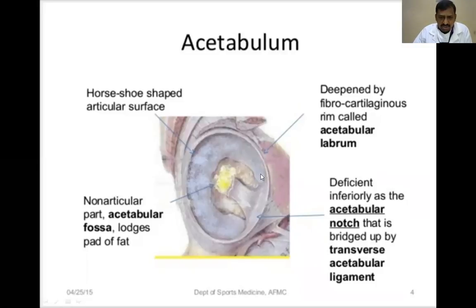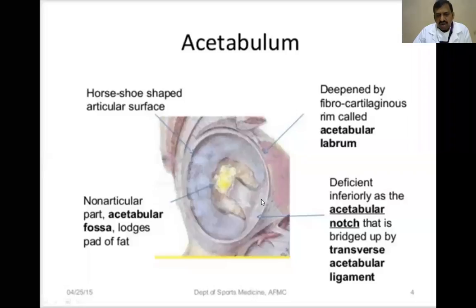And this part is called the acetabular notch. This acetabular notch is bridged by a fibrous structure, that is nothing but the transverse acetabular ligament. Attached to this, there is another ligament, the ligament of the head of the femur, or ligamentum teres femoris. It is attached to the transverse acetabular ligament and acetabular notch, and the apex of the ligament is attached to the head of the femur. Okay. This is about the acetabulum.